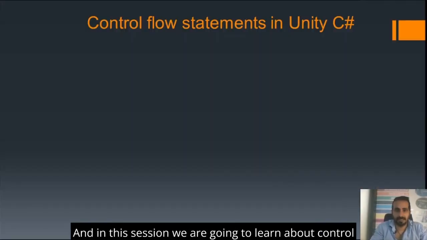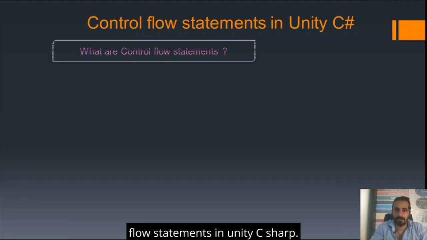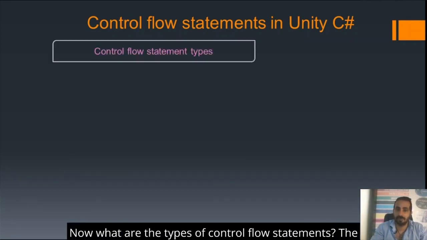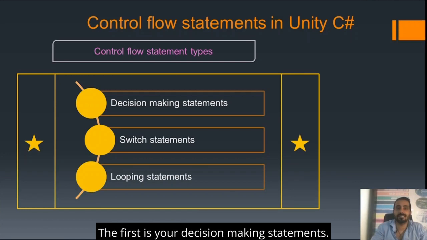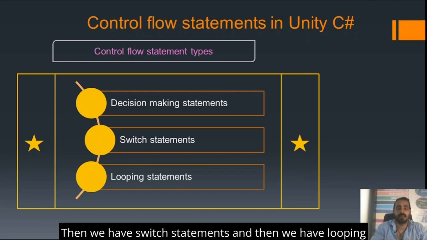Hi friends, my name is Rohan Vasudev and in this session we are going to learn about control flow statements in Unity C Sharp. Now what are the types of control flow statements? The first is your decision making statements, then we have switch statements and then we have looping statements.